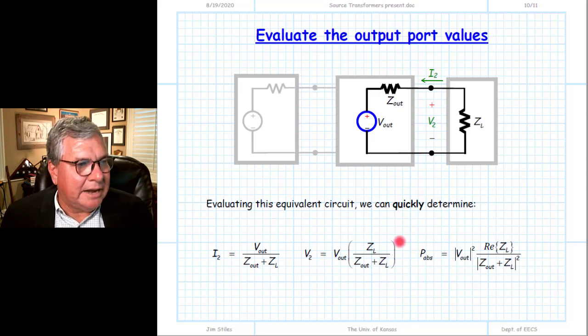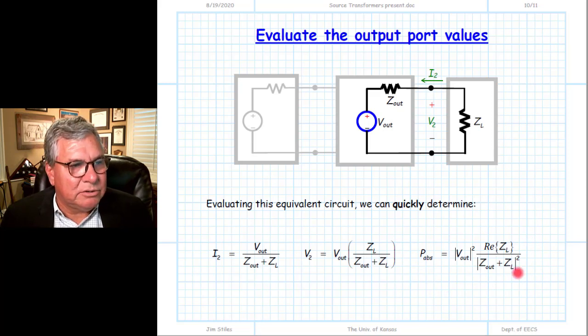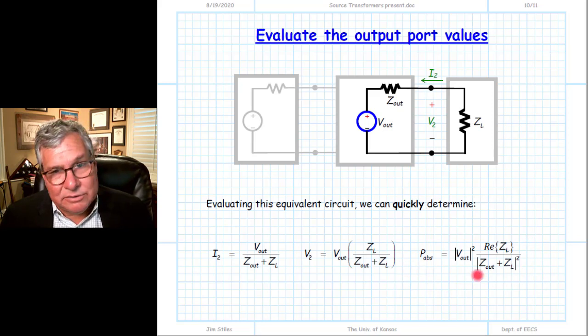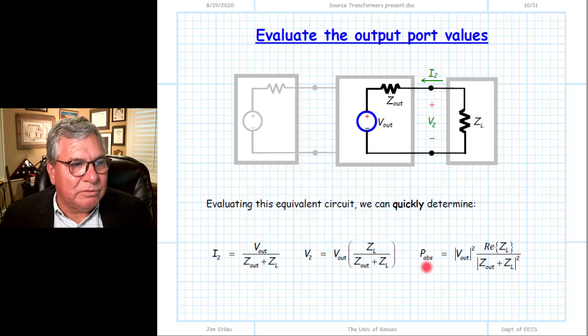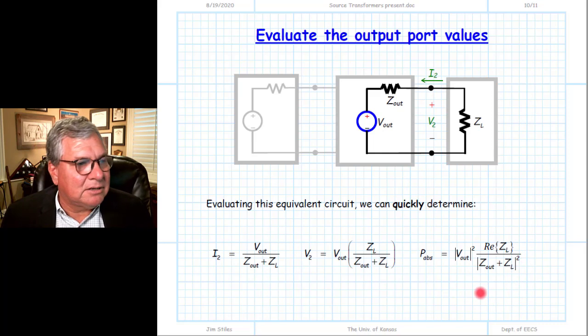result. Sanity check time. This is a real value. These are all real values. This has units of power. This has units of power. This result uses all of the parameters of our circuit: V out, Z out, and ZL. So that looks like a good result, and it is the correct result.